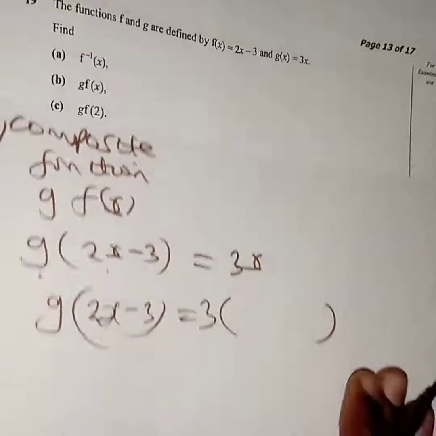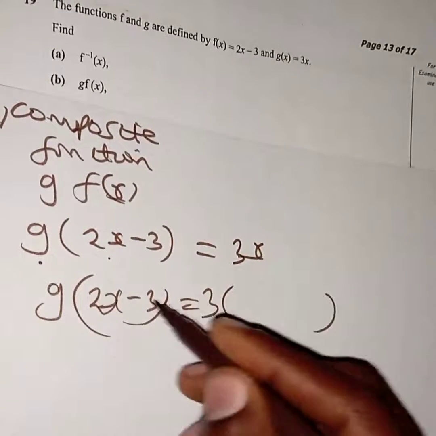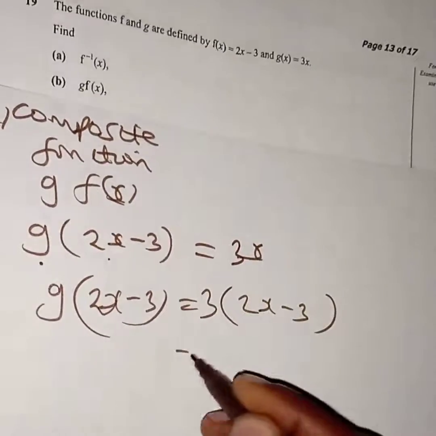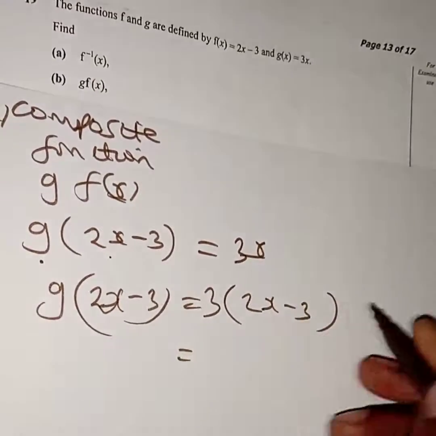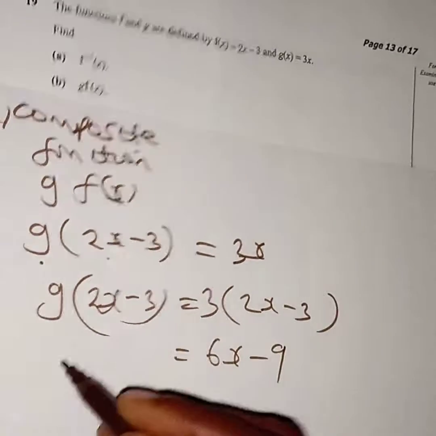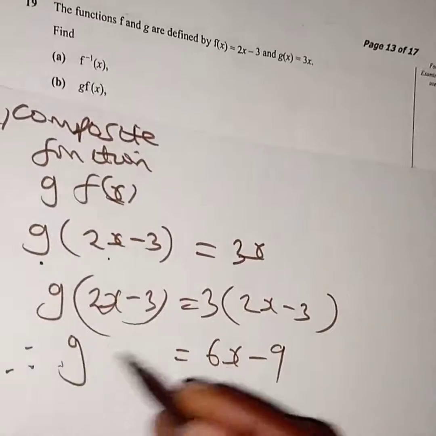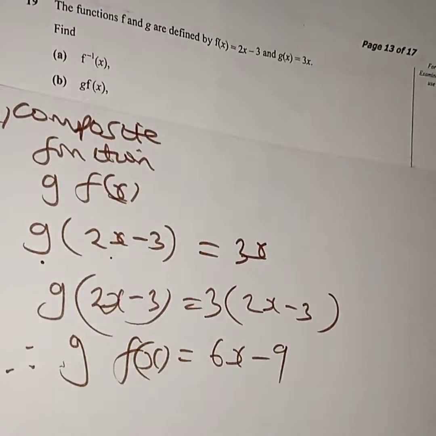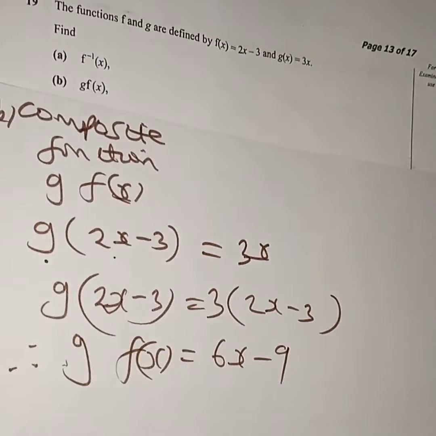So let's pave way for that. So there's X, we'll put whatever is here, 2x minus 3. Then let us multiply 3 times 2x, 6x, 3 times 3, 9. So finally, the g f of x, which is the composite function, will be 6x minus 9.